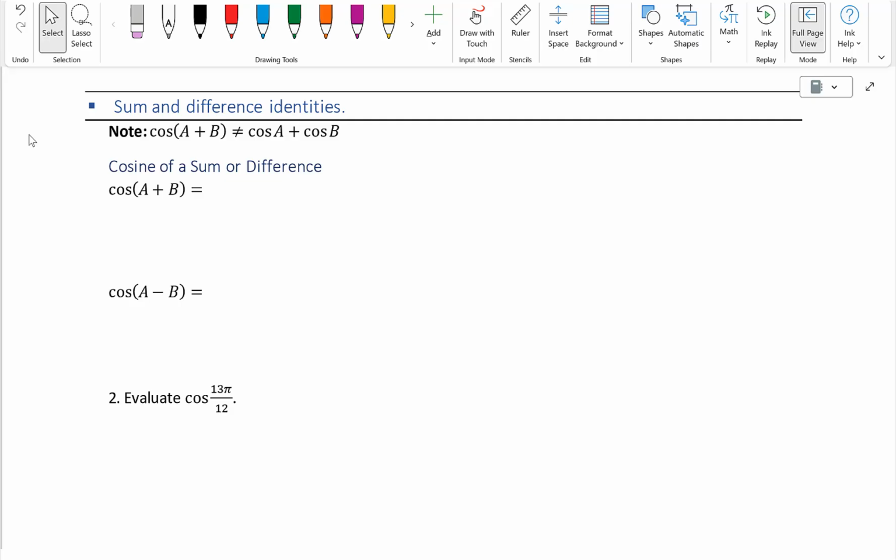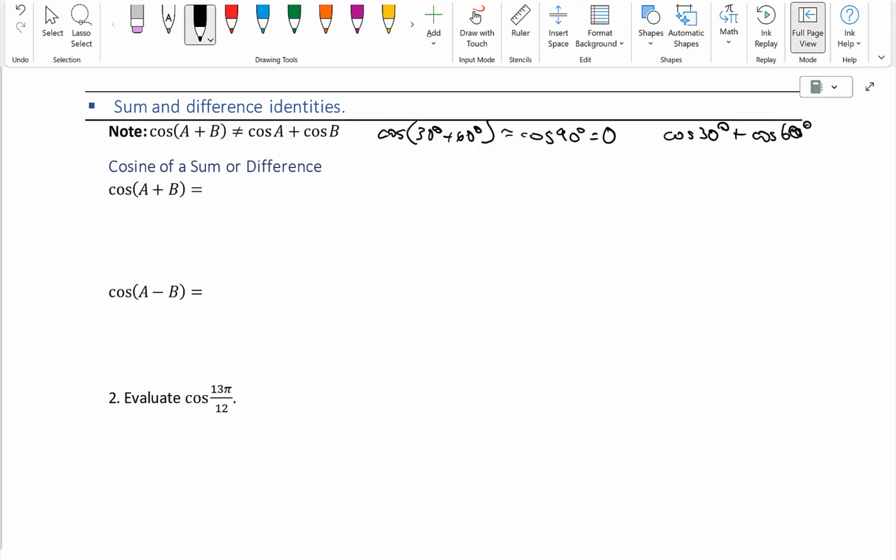What we do want to take note of is that cosine of a plus b is not the same as cosine of a plus cosine of b. If we look at something like cosine of 30 degrees plus 60 degrees, that's the same as cosine of 90 degrees, which we know is 0. But if we take those separately, cosine of 30 degrees plus cosine of 60 degrees, from our unit circle values, we get root 3 over 2 plus 1/2, which is very clearly not 0. So we do have to have some identities that will work for every a and every b, or every angle here.